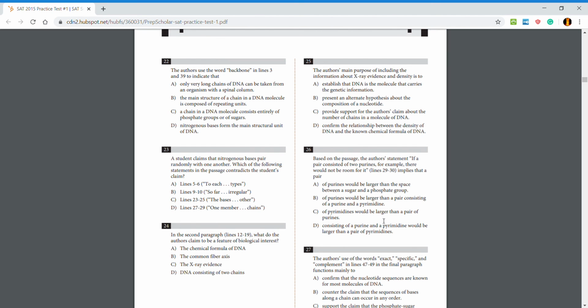C implies a pair of pyrimidines would be larger than a pair of purines. This doesn't make as much sense because it says if there were purines, there wouldn't be room. In fact, if it was talking about pyrimidines, they would probably say that with pyrimidines there's too much space in between them. And finally, the last one: a pair consisting of a purine and pyrimidine would be larger than a pair of pyrimidines. Again, nothing in this supports anything about pyrimidines or a purine and pyrimidine, so it can't be D either. So the most likely answer choice here would have to be B.